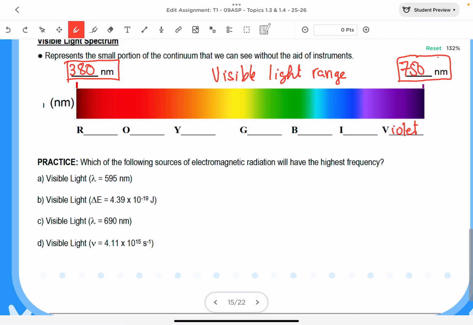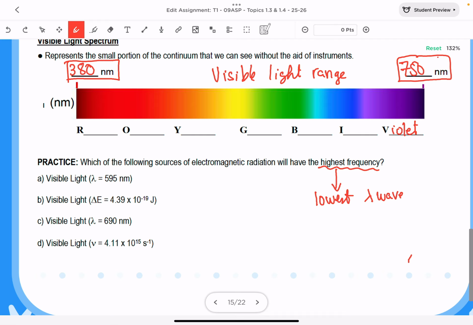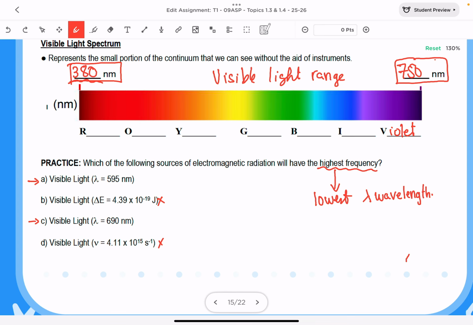And here's another question. Which of the following sources of electromagnetic radiation will have the highest frequency? The highest frequency means the lowest wavelength. The lowest wavelength means I need to select the red wavelength here. We can either answer A or C. So I'm going to take A, having a shorter wavelength than choice C.